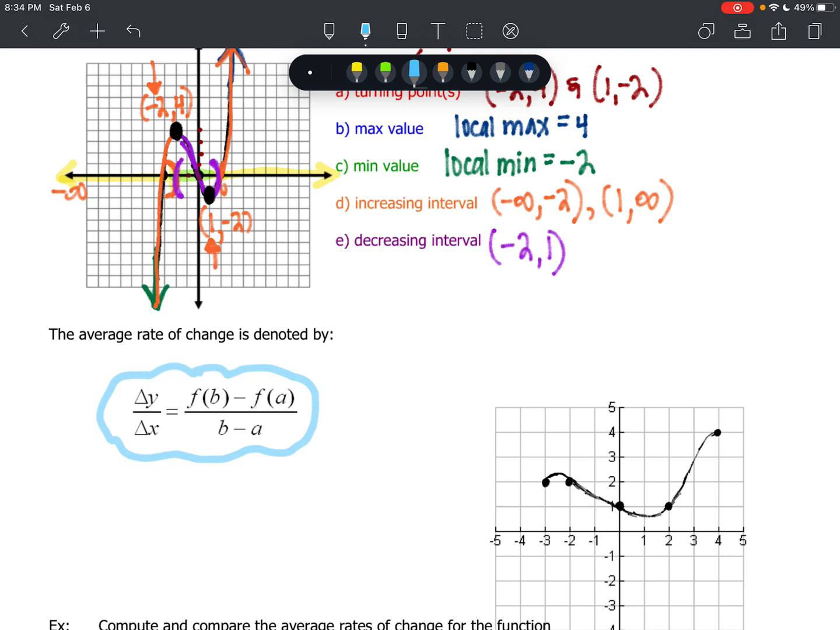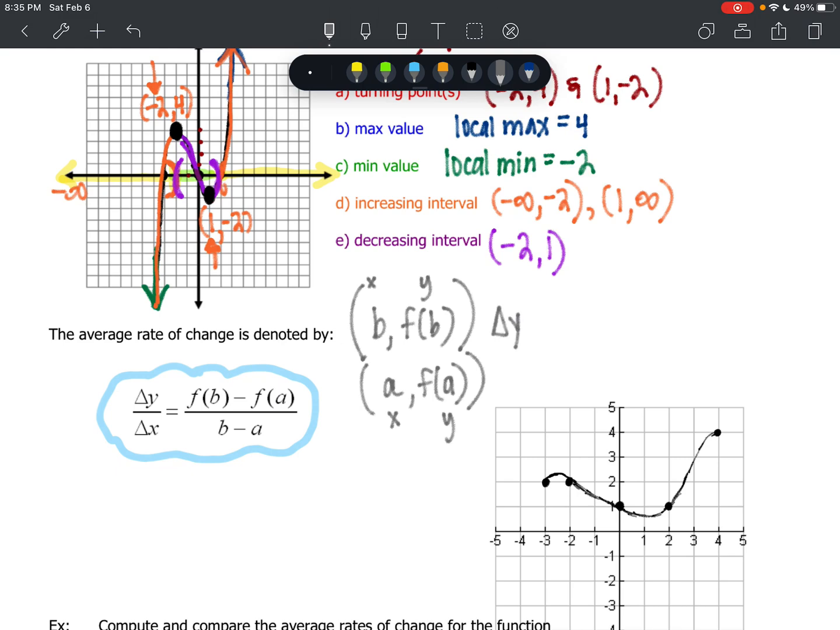f of b minus f of a, those are your y values. f of b is a y value. Okay, b, f of b. There's your x value, and there's your y value. A, f of a. Here's your x value, here's your y value. So we've got f of b minus f of a over b minus a. That's your change in y over your change in x.